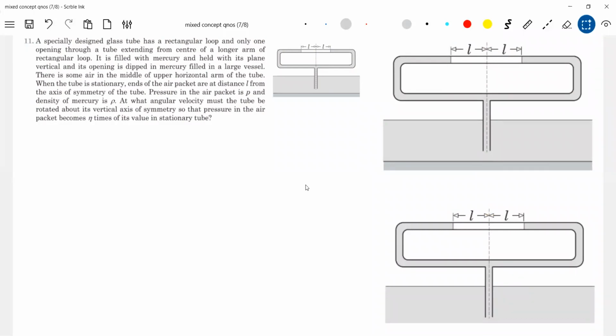What will happen? I think there is some information somewhere, in the last sentence. So that pressure in the air packet becomes eta times its value in the stationary tube. Earlier it was stationary. Now it is rotating. What is the state of it? It is rotating. This is something very important for us.